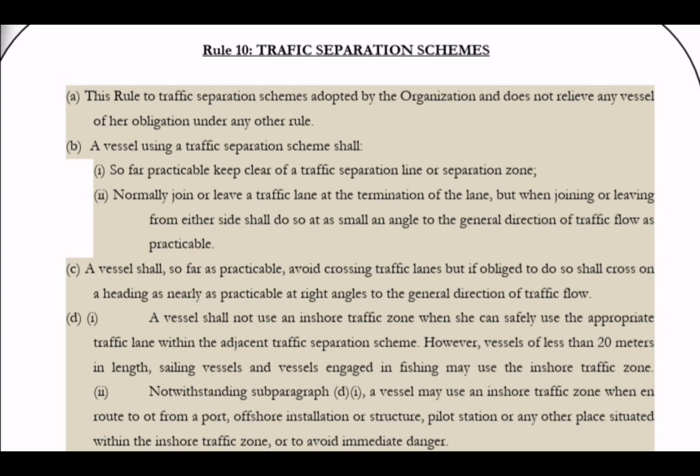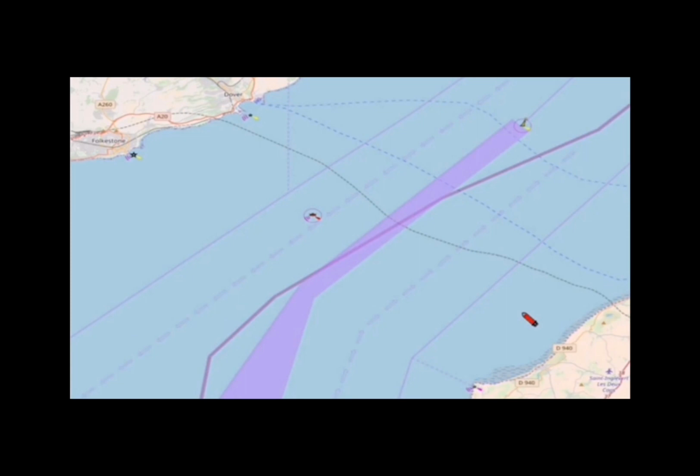A vessel shall, so far as practicable, avoid crossing traffic lanes, but if obliged to do so shall cross on a heading as nearly as practicable at right angles to the general direction of traffic flow. So, as we can see in this example, the red vessel is crossing the traffic separation scheme or lanes. So, the red vessel should have a safe speed, or should I say, continue with the course and the speed.